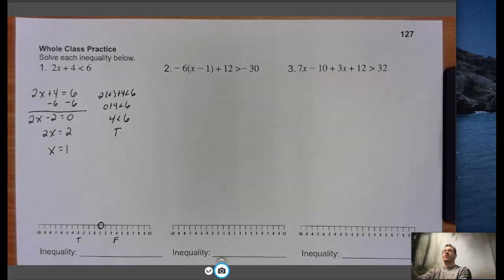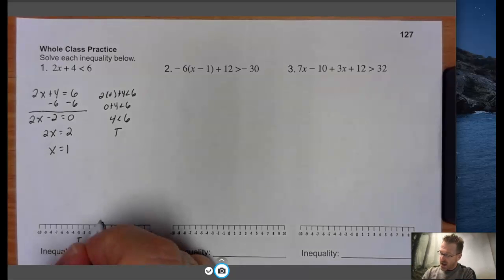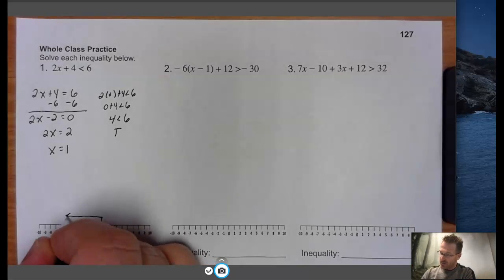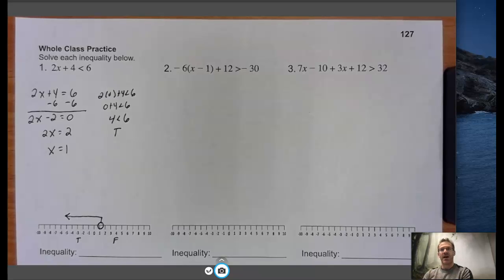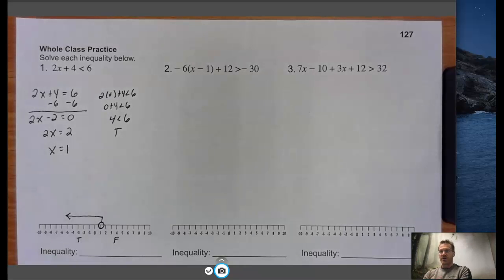And we always shade to the true side. So that means I want to shade to the left here. Well, look at all those numbers, right? 0, -1, -2. Those are all values that are less than 1. So my inequality would be x is less than 1. So there's our inequality, right? That's how we solve an inequality. So we're going to find that anchor by solving the equation first, and then we're going to test, just like we did when we graphed our lines.